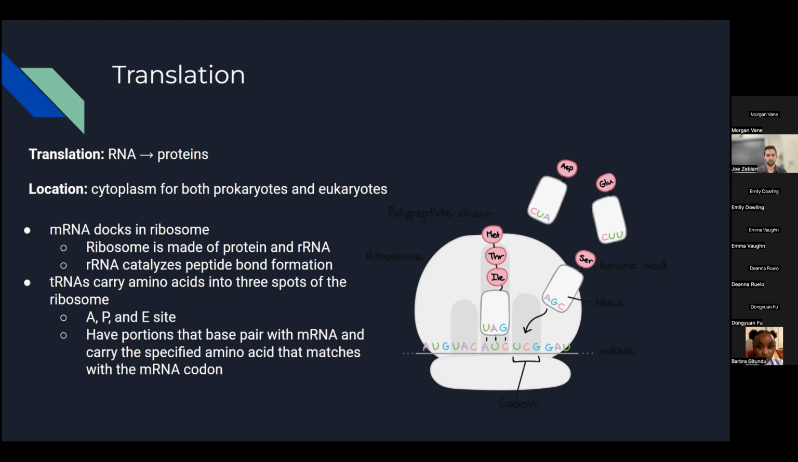And tRNAs carry these amino acids into the 3 spots of the ribosome, which are the A, P, and E sites in that order. They have portions that base pair with mRNA, and they carry the specific amino acid that matches the mRNA codon. When that tRNA is attached, the amino acid is charged. So, any questions?